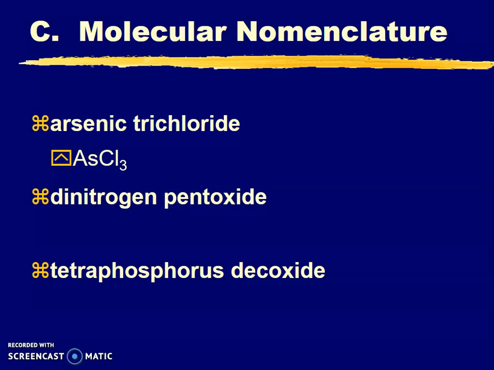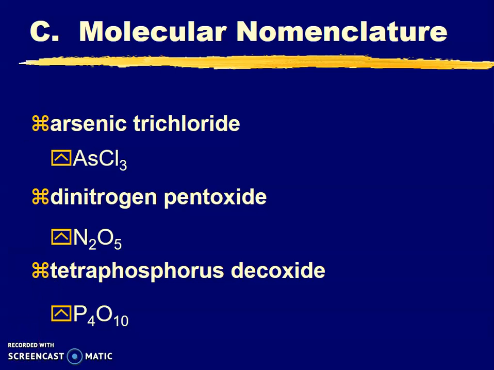Dinitrogen, okay, and nitrogen is N, di means 2, so N2. Pentoxide, so oxide is going to be oxygen, penta is 5, N2O5. Tetraphosphorus decoxide, okay, phosphorus is a P, tetra is 4, oxygen, and deca is for 10. So P4O10.